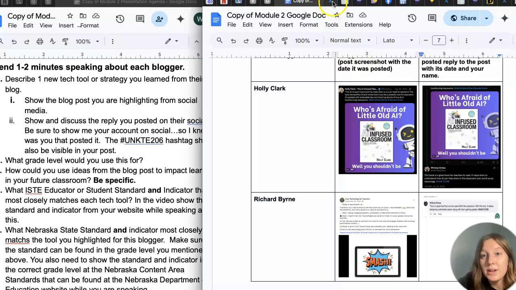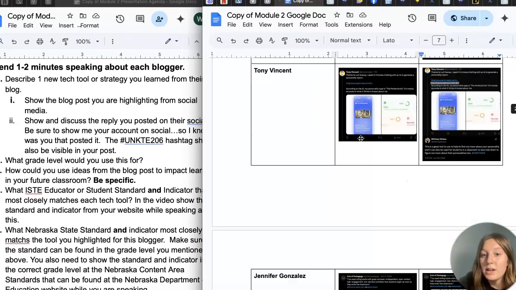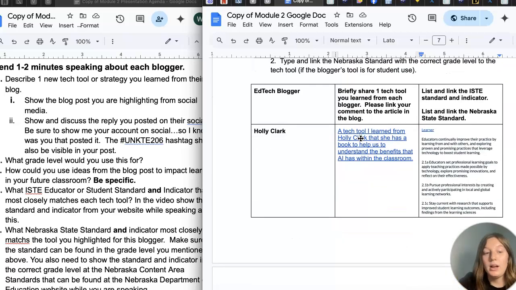The grade level I would use this for is 10th grade. And then I can use the ideas from her blog so I know more how to incorporate AI into my classroom for my future students and get them more comfortable with the usage of AI.